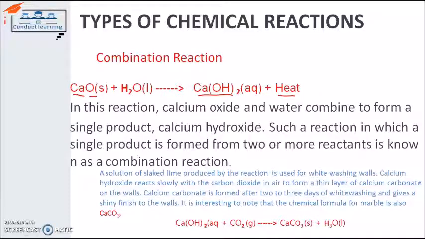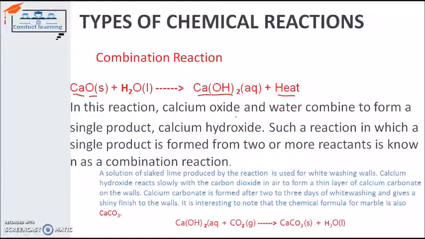So what is happening in that reaction? The calcium oxide and the water combine and form a single product, which is calcium hydroxide. So the reaction in which two reactants combine to form a single product is known as a combination reaction. Further, this calcium hydroxide has an application in the whitewashing of a building's walls. Calcium hydroxide is basically slaked lime, which is used for whitewashing of the walls.